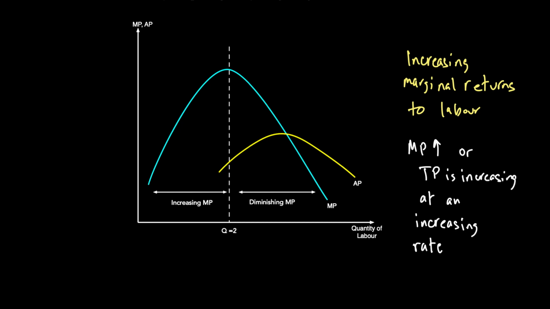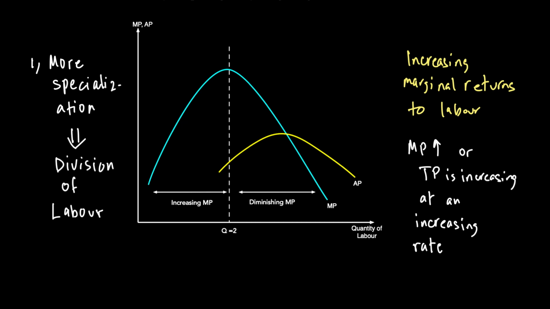One reason why the increasing marginal returns to labor happens is because as we hire more workers, it can allow more specialization to happen. So for example, the first worker can do one task, the second worker can do other tasks, and they can become better at what they're doing. So division of labor can improve output for each additional worker.